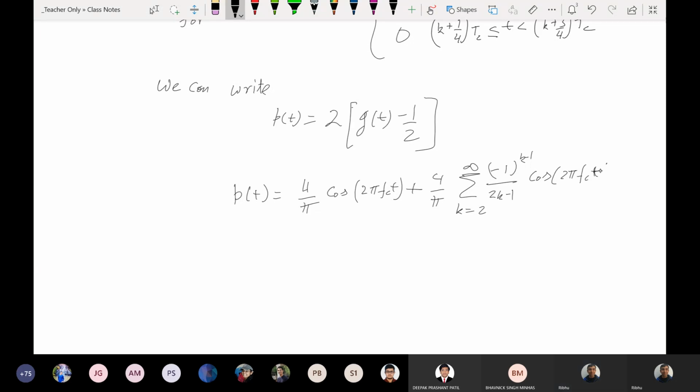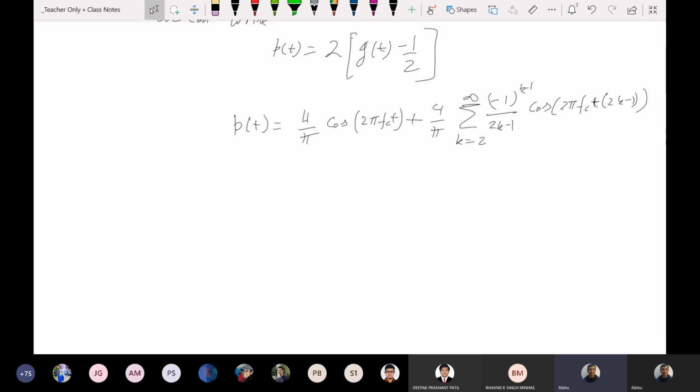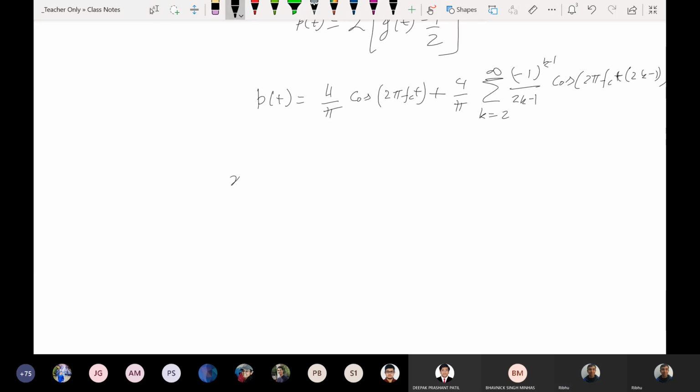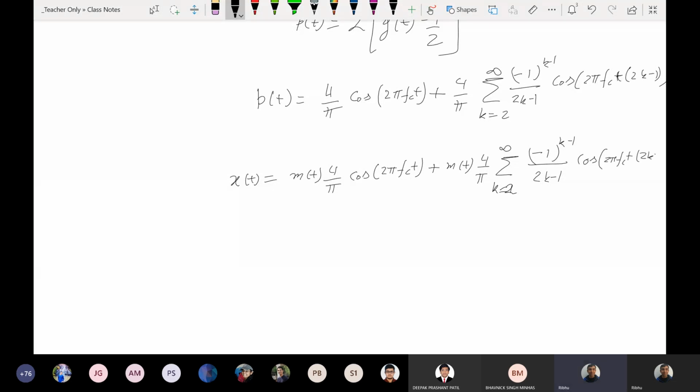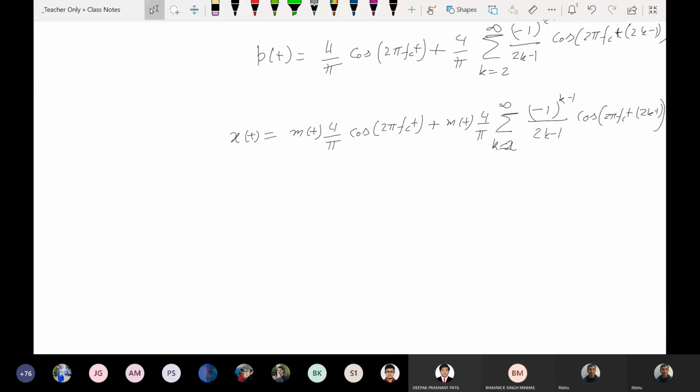Cos 2 pi fct times 2k minus 1. Fine. Therefore, xt equals mt 4 over pi cos 2 pi fct plus mt 4 over pi summation k equal to 2 to infinity, minus 1 to the power k minus 1, cos 2 pi fct into 2k minus 1.